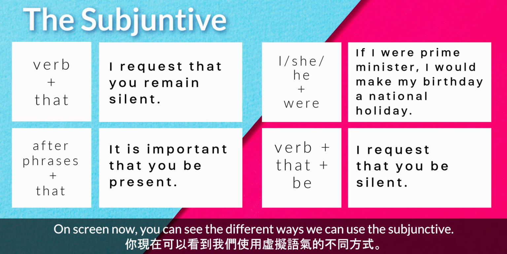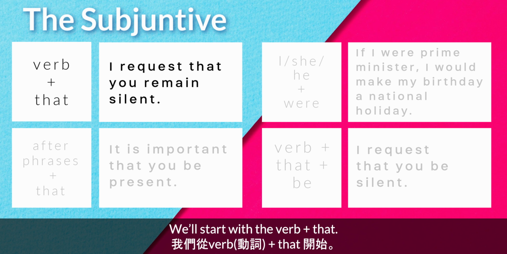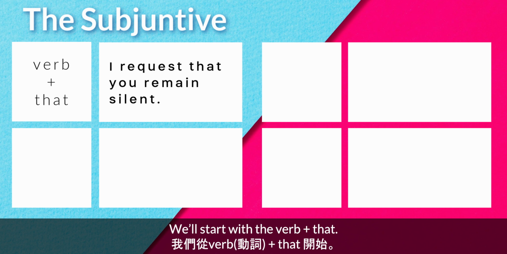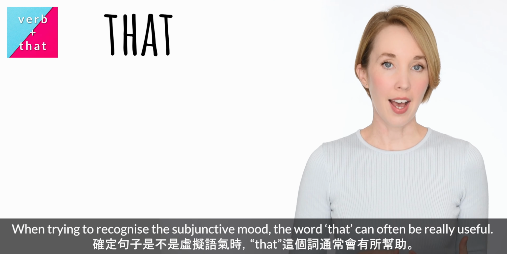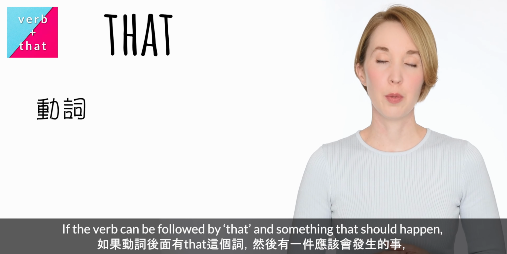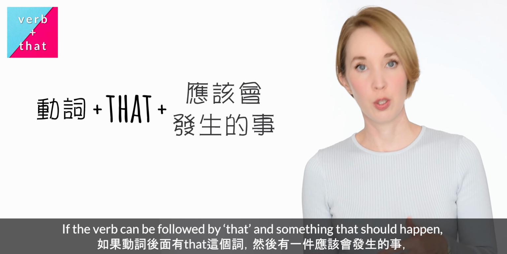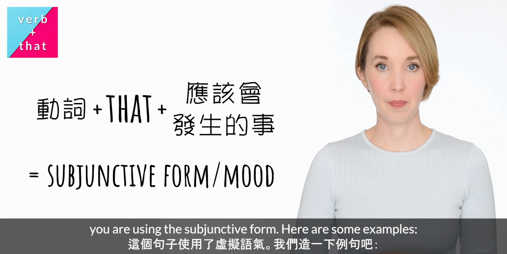On screen now, you can see the different ways we can use the subjunctive. We'll have a look at each of these in more detail within this video. We'll start with the verb plus that. When trying to recognise the subjunctive mood, the word that can often be really useful. If the verb can be followed by that and something that should happen, you are using the subjunctive form.